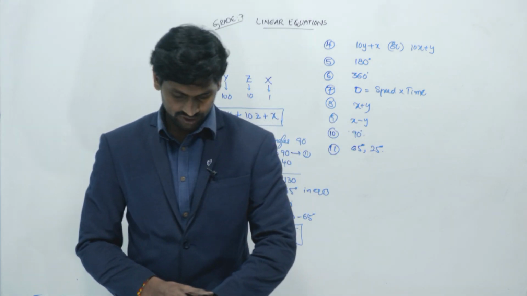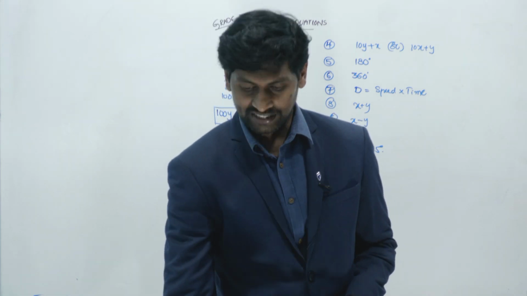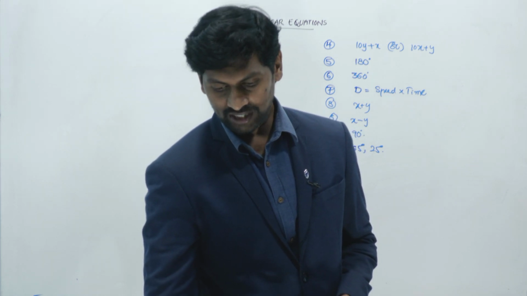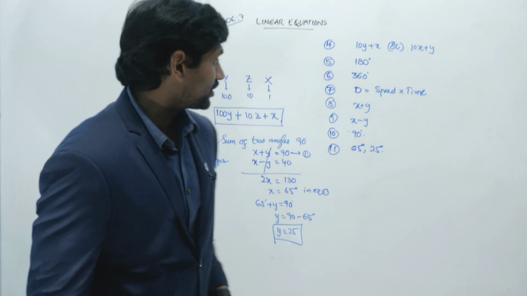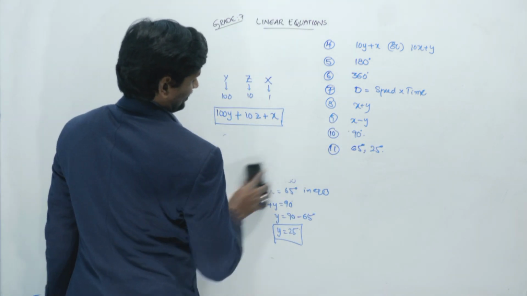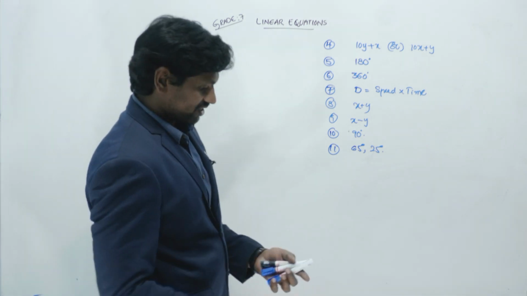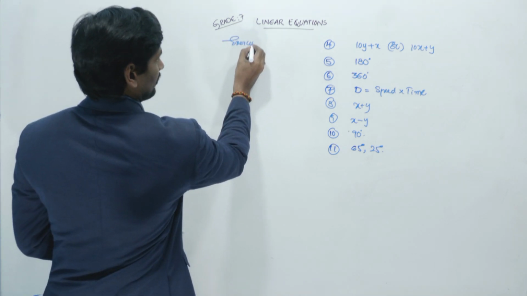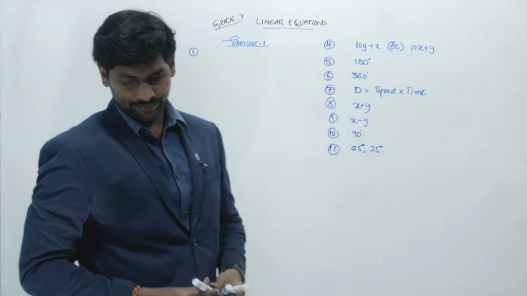Let us see the exercise problems. The first one: Shobha's age 13 years ago is half of her age after 13 years. Then find her present age. It is a very important problem, based on ages. So let us start exercise 1.